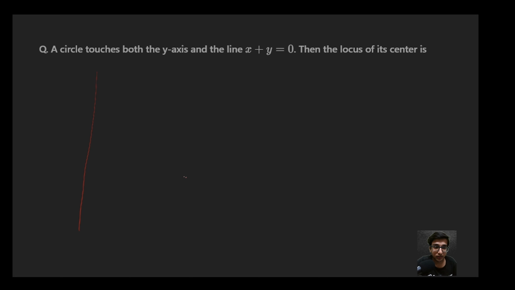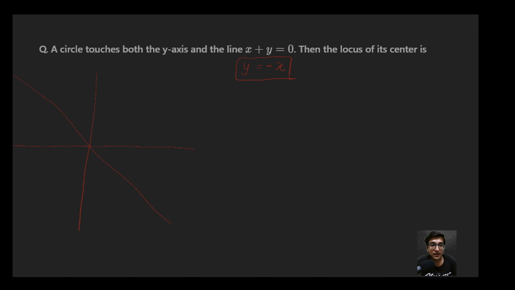So let us draw the diagram. The line that has been given to us is y is equals to minus x. Let us transform it into y is equals to mx plus c format. Now we can draw this line. Of course, this line passes through the origin and would look like somewhat this.